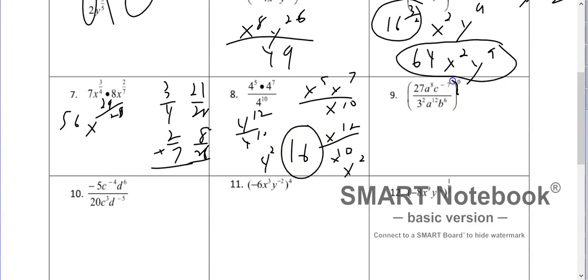Number 9 is easy because the entire quantity here is raised to the 0 power. So it's just 1.